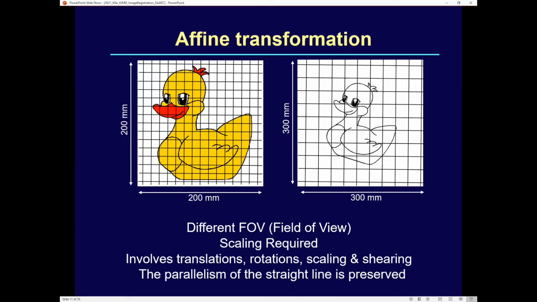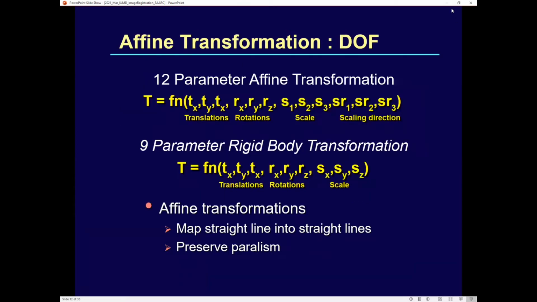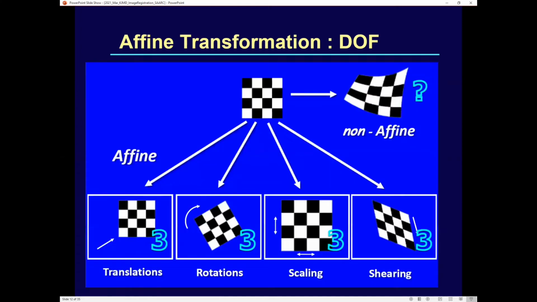The most important point here is that the parallelism of the straight lines is preserved. The affine transformation, as I explained, can have translation, rotation, scaling, and shearing. So it can have either 9 parameters in routine or a maximum of 12 parameters, which is 12 degrees of freedom used for the registration.